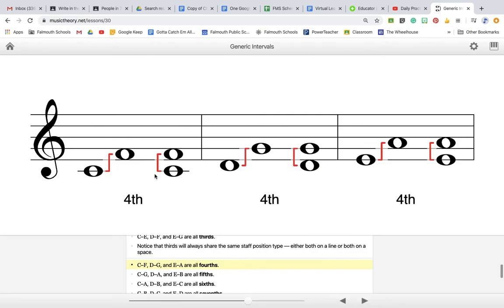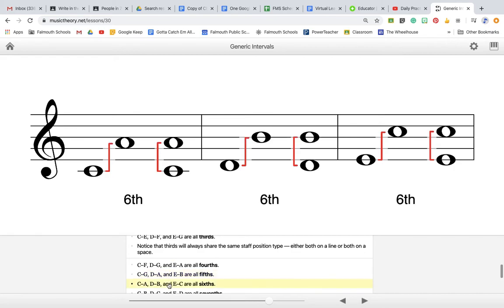Fourths. Remember, you count from the bottom note starting at 1, and then here we would have a D 2, E 3, F 4. So they are 4 positions apart. First, second, third, fourth. Moving on, we have the fifth, which are 5 positions apart. The sixth, notice how each of these are increasing by 1.